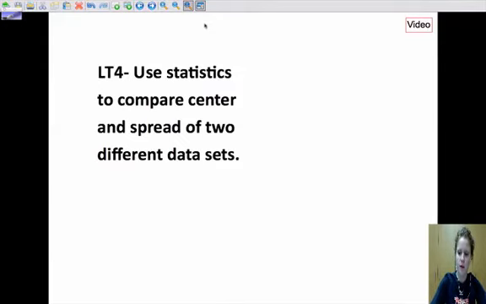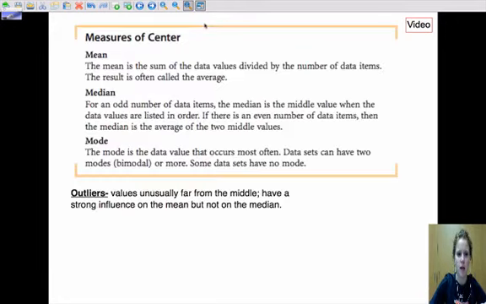All right, learning target 4 for unit 3, data and statistics. We're now going to use statistics to compare center and spread of two different data sets. So first we're just going to look at what the center and the spread, and what we really mean by those things. We have some new vocabulary here, some new, some old. Measures of center would be mean, median, and mode. You guys have probably seen this before.